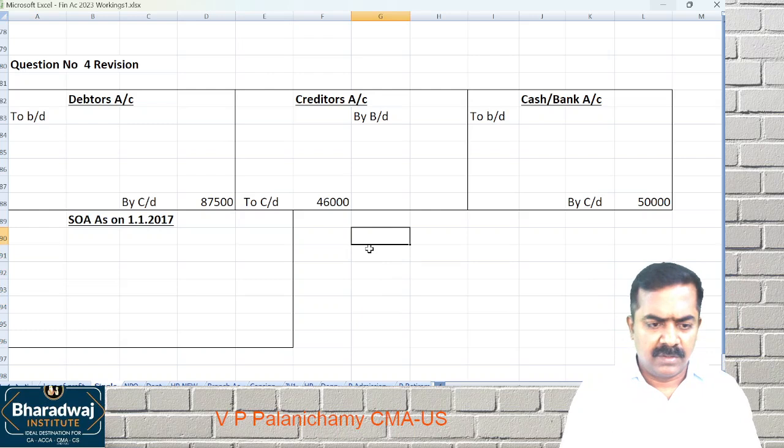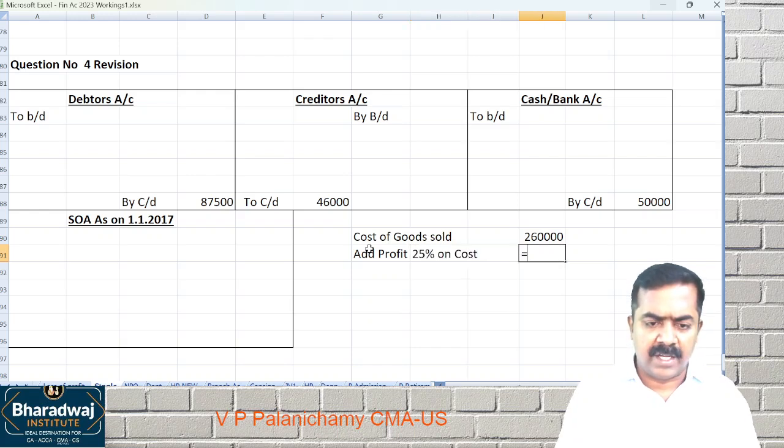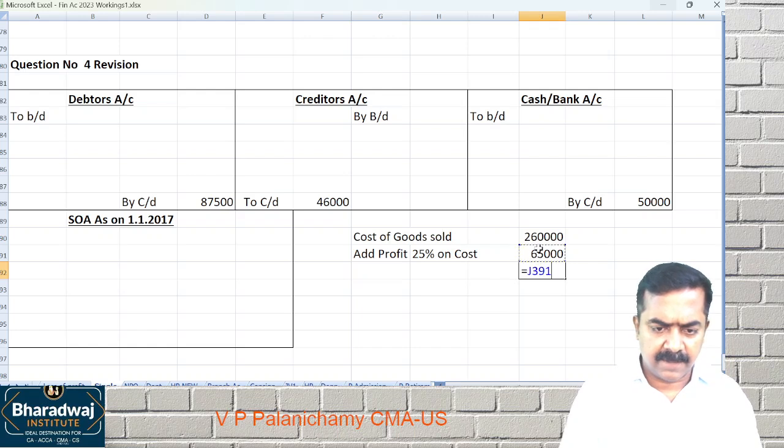Shall we? What is the cost of goods sold given? 2,60,000. Add profit. What is the profit margin? 25% on cost is given. So add 25% on cost. Don't wait, please do it along with me. This will give us sales.